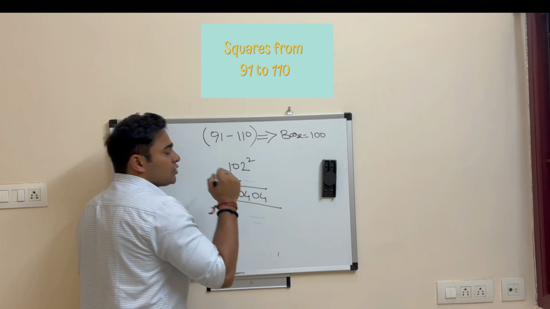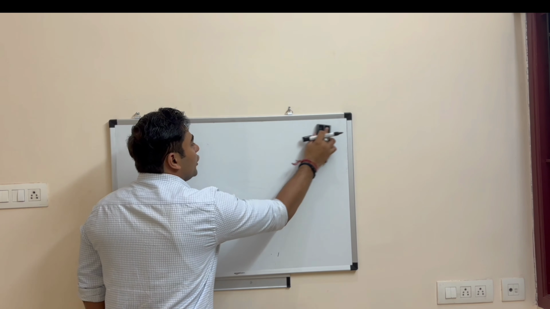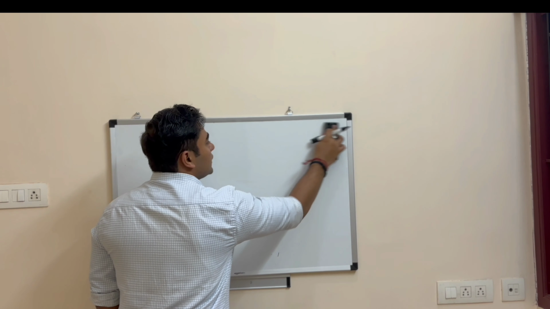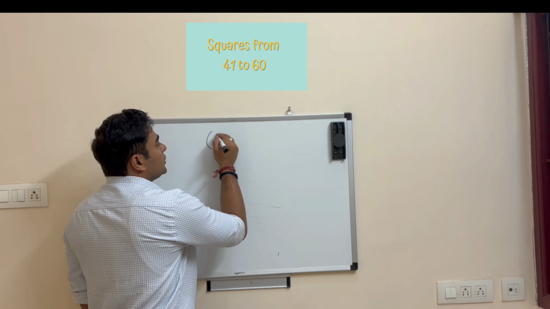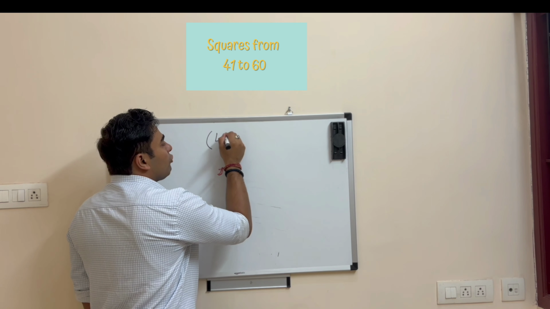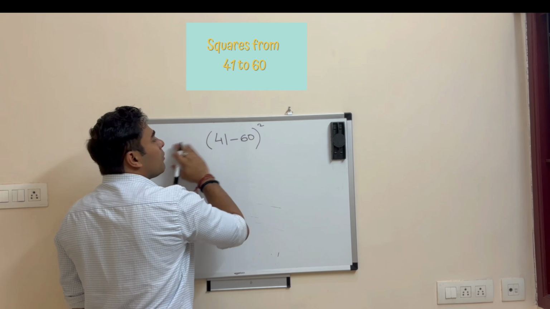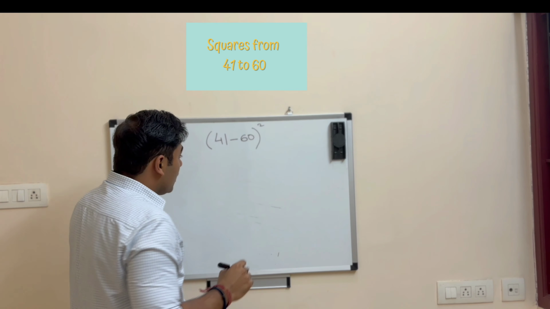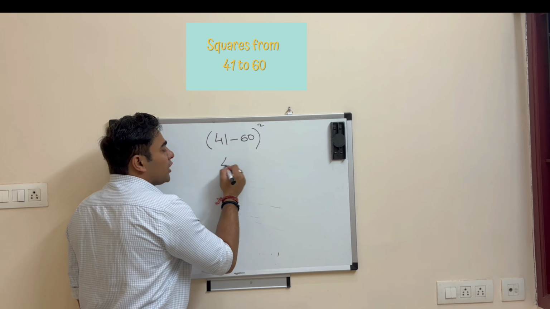I have another trick for your squares. You can easily find the squares in a very simplified manner. Let me tell you how. Suppose you want to find the squares of the numbers which lie between 41 to 60. Suppose we want to find the square of, let's say, 49.